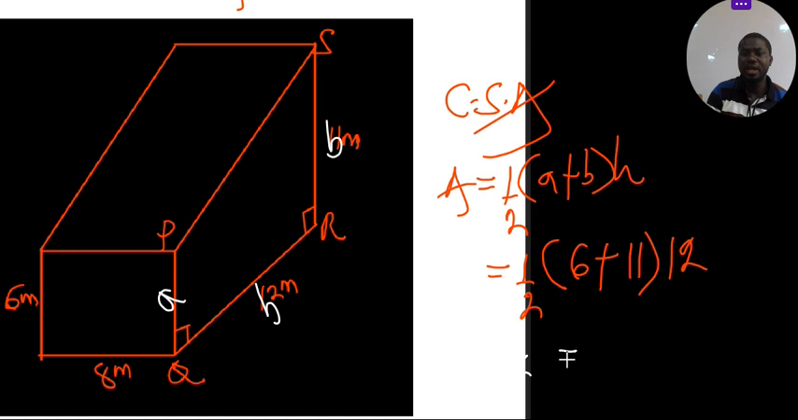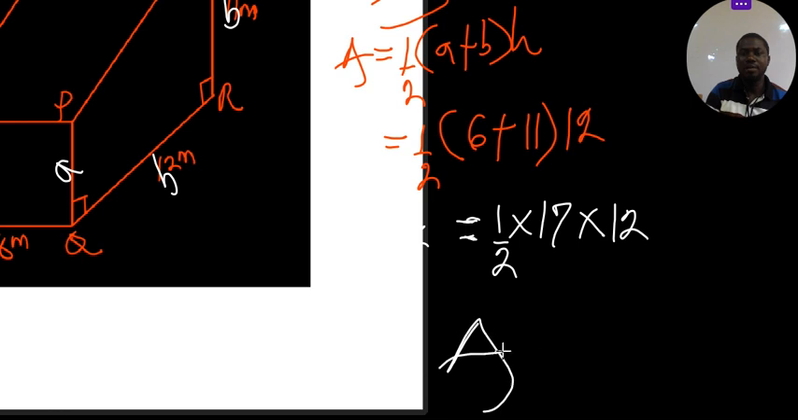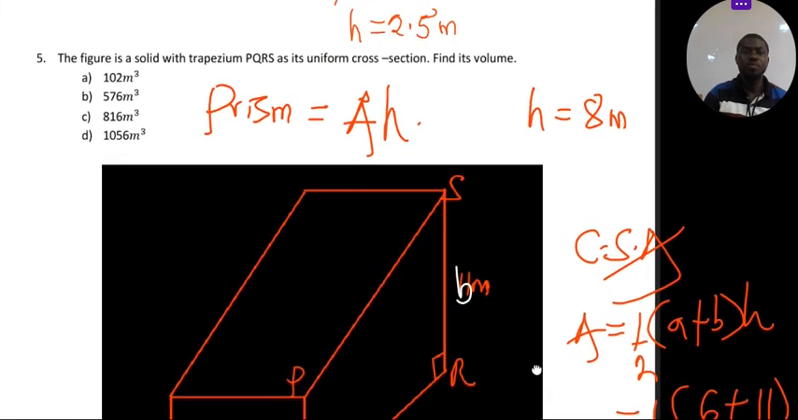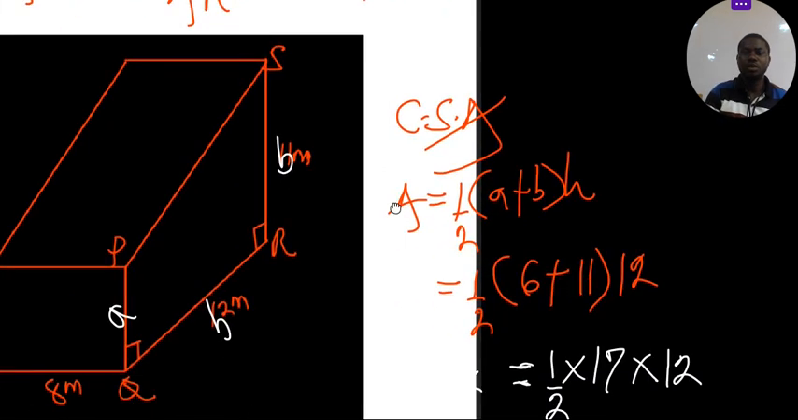So half into a plus b bracket height. Here is a, this is b, and this is height. Fundamentally that's half. 6 plus 11, that's 17. So the area required is 17 times 12 divided by 2. That's 102, not centimeter, this time around meter squared.